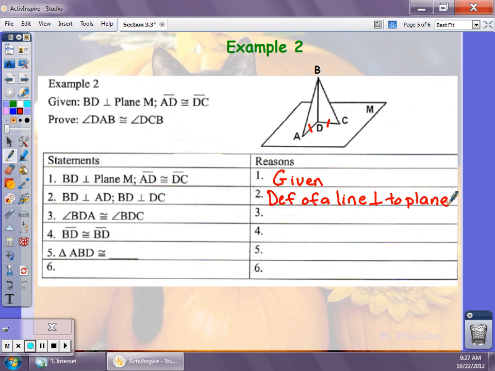For my third statement, I can conclude that angle BDA is congruent to angle BDC. So I'm going to mark this in my diagram. And that's just based on the definition of perpendicular lines and the definition of right triangles. The next thing I'm going to conclude is that segment BD is congruent to segment BD based on the reflexive property.